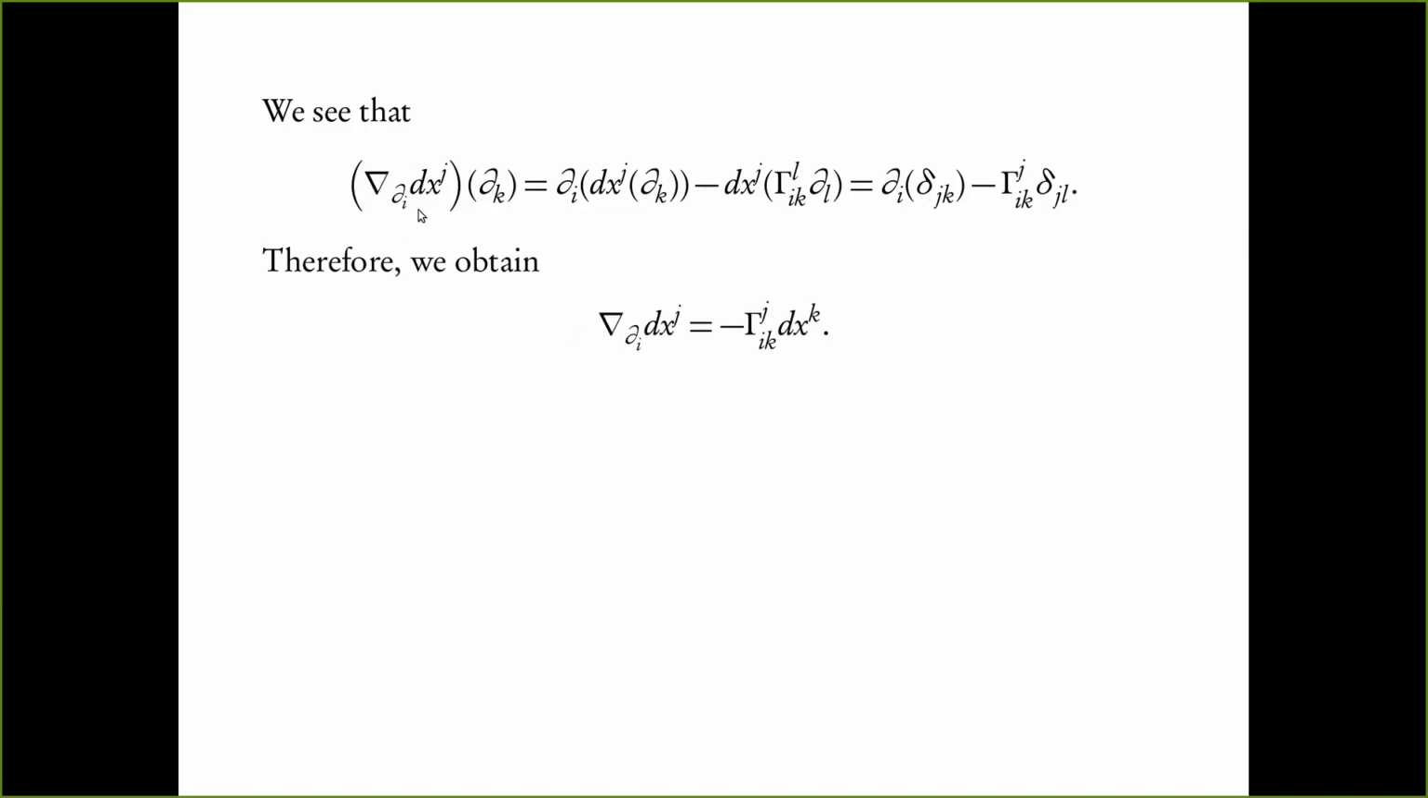So this one form acting on del by del xk is just this number. And this is true for all k, which means this as a one form looks like minus del upper j lower ik dxk. I'll just pause here for a moment. I'll let you run through this. See if you have any questions, and then I'll continue.